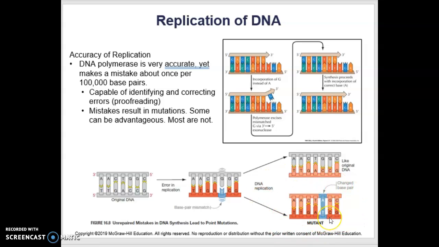Most of the time, mutations are not advantageous at all. Sometimes they have no effect. Sometimes they have a very profound but negative effect. But very rarely they can actually be beneficial. And we're going to talk about what happens then in another chapter.